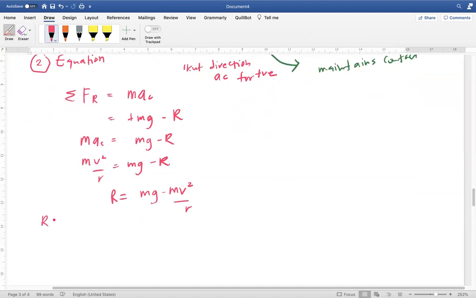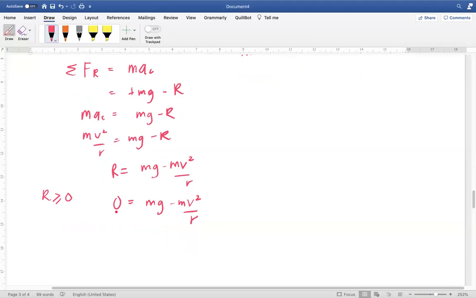R should be greater or equal to 0. So I'm going to set this as 0. mg minus mv squared over r. Maximum speed is attained when R equals to 0 sebab laju lagi daripada tu memang terbabas. Tu yang berlaku dekat kereta lah. When it goes terlebih speed, terlebih laju, terbabas kan. Terbabas, terjunam ke, terjatuh gaung ke, na'udzubillah. So kita ada maximum speed yang kita boleh ada before terbabas masuk gaung. Kita tak nak terbabas lah.